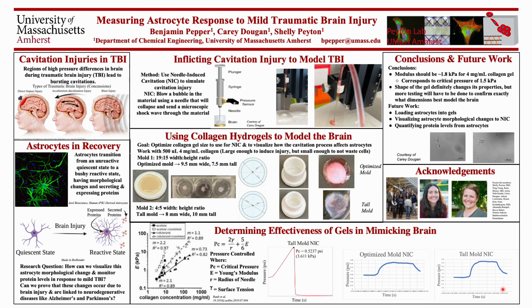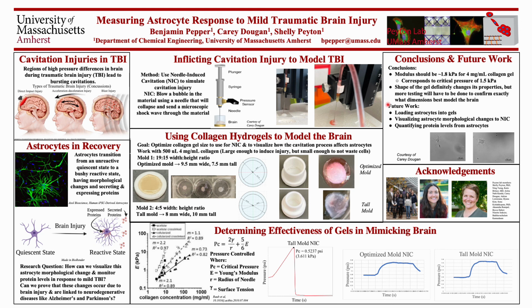These are the results for my recent optimized mold and tall mold NICs I have done. They don't look as good, as there's no distinct cavitation event as before, as you can see through these flat lines and not the sharp drop we saw before. But I'm working on replicating the earlier results I saw. From our work, it can be concluded from this data that the Young's elastic modulus should be about 1.8 kPa for 4 milligram per milliliter collagen gel, which corresponds to a critical pressure of about 1.5 kPa. We can see that the shape of the gel definitely changes its properties, but we need to do more testing to confirm exactly what dimensions best model the brain.